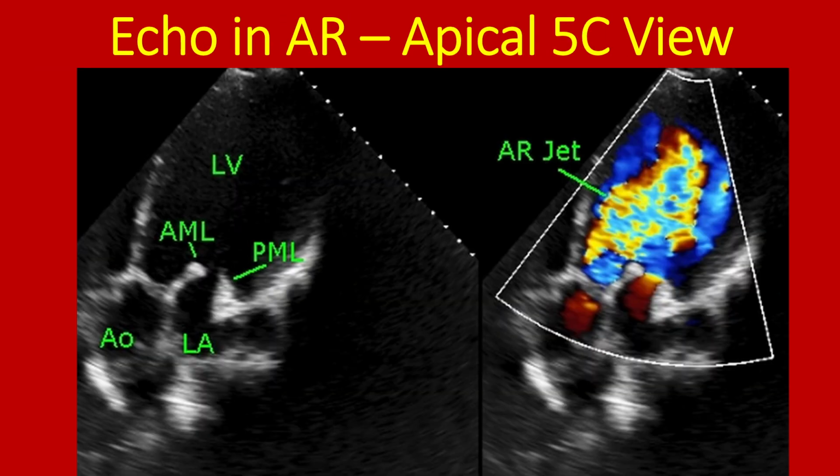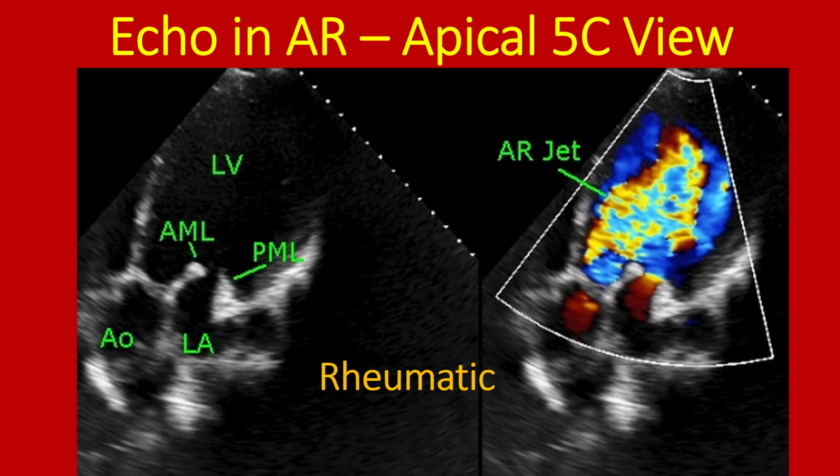Apical 5-chamber view shows the dilated left ventricle, thickened anterior mitral leaflet, and posterior mitral leaflet. In this view also, the AR jet is large, extending deep into the LV, indicating severe AR. Thickening of both aortic and mitral leaflets indicate the possible etiology as rheumatic. Mitral and aortic valves are the most often involved valves in rheumatic heart disease, the former being more common between the two.